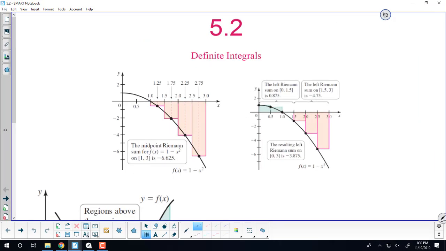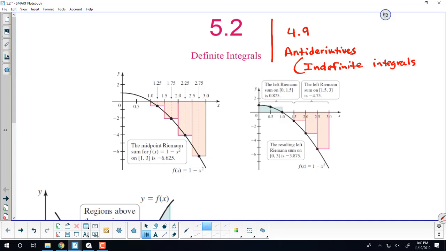In 5.2, we're going to look at definite integrals. As opposed to, remember in 4.9, we looked at antiderivatives, or we kind of loosely refer to those as indefinite integrals. So we have an indefinite integral, gives us an antiderivative. What does a definite integral give us, is what we're going to look at.